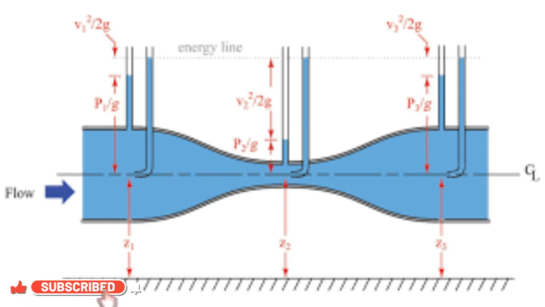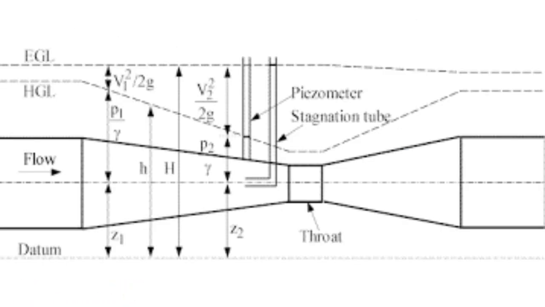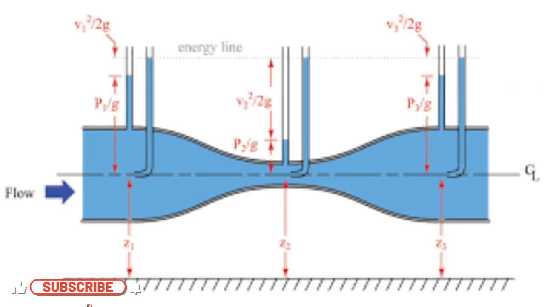Let us say in the venturimeter case, H1 is the rise at inlet and H2 is the rise at throat. So the difference between inlet and throat will be H1 minus H2. So PA by W minus PB by W is equal to H1 minus H2. Also you can write P1 by W minus P2 by W is equal to H1 minus H2. Also you can write it.